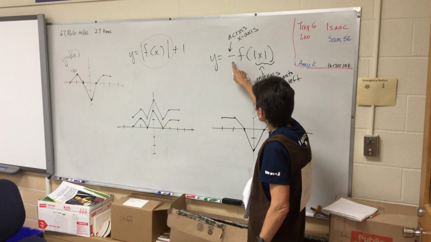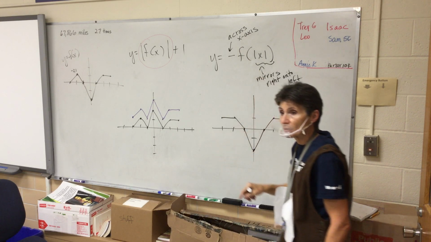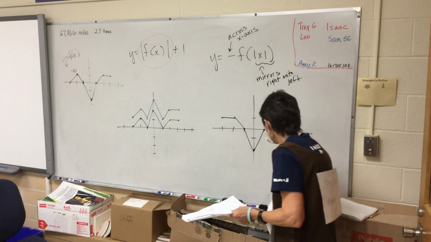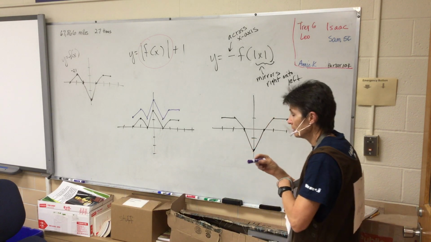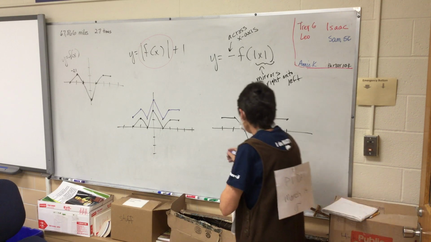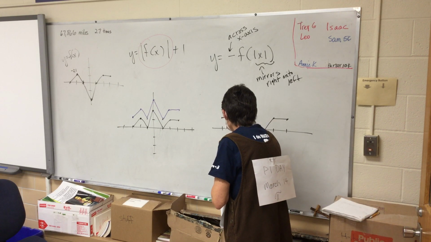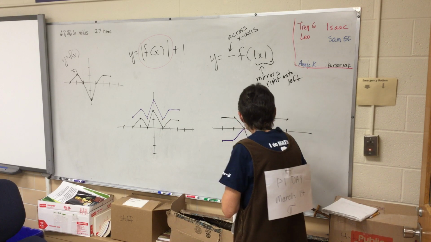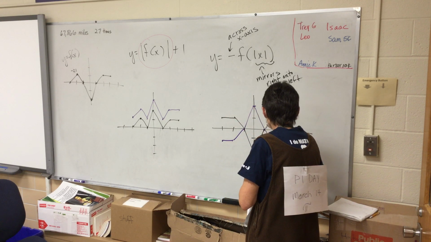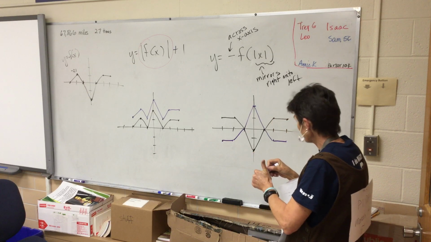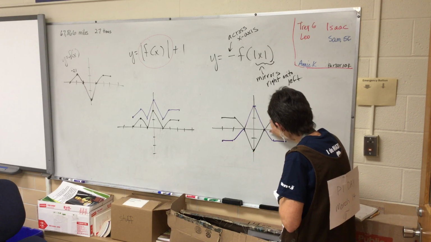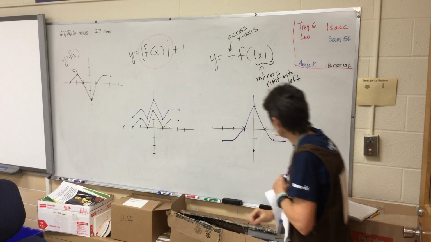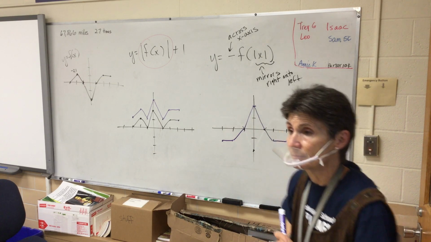Now, what does that do? Well, you already told me. That flips it across the x-axis. So I'm going to take my picture and turn it upside down. And that one's a little confusing, so I'm going to go ahead and take my black out. And that will be my final answer.